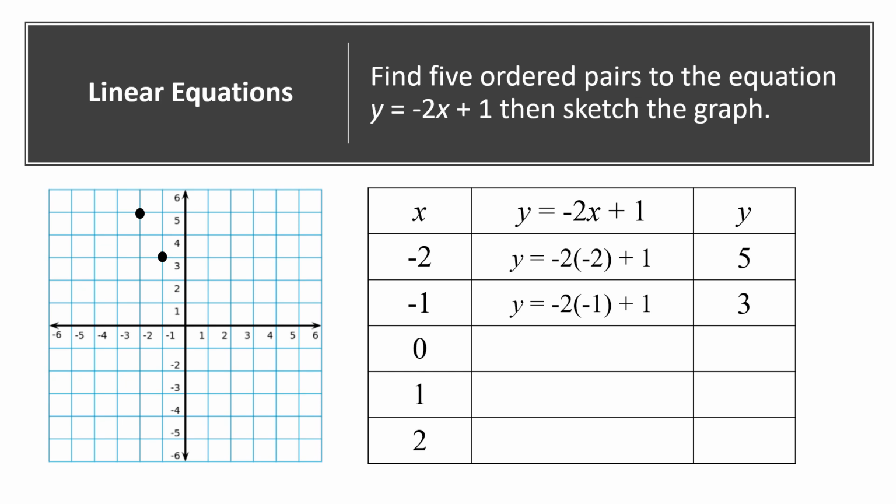Next is 0. Negative 2 times 0 is 0, plus 1 is 1. So the ordered pair is 0, 1, which is this location on the graph. And as we can see, there is clearly a straight line relationship going on between x and y. Next, x is 1, y will become negative 1, which is this point. And lastly, for x equals 2, negative 2 times 2 is negative 4. Negative 4 plus 1 is negative 3, which is this point.